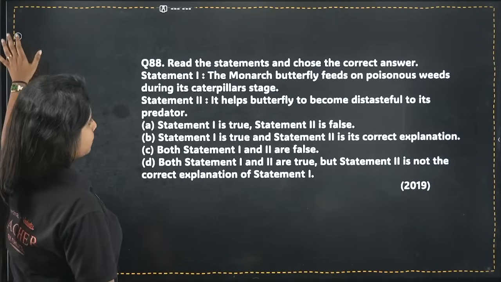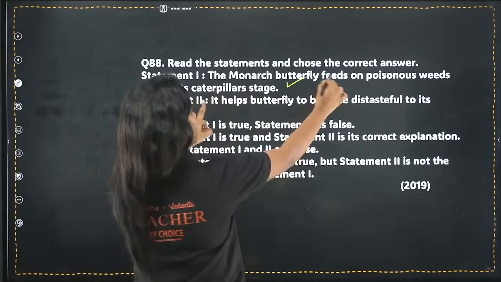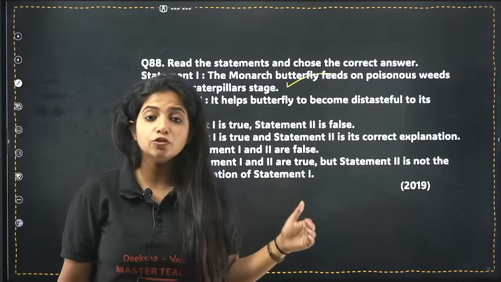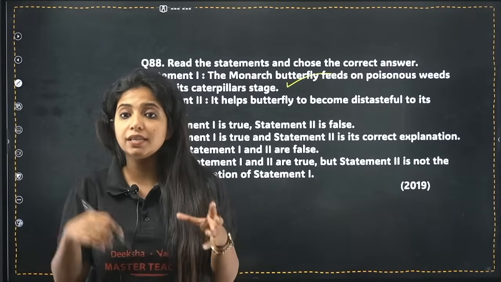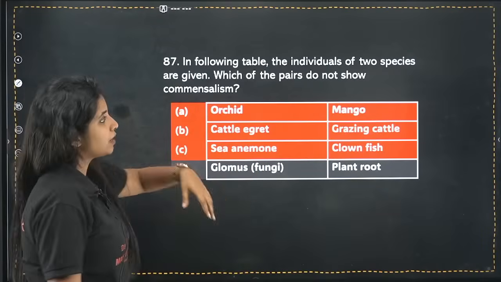Now over here, the monarch butterfly feeds on poisonous weeds during its caterpillar stage. Do you think that is correct? Definitely correct. Why? Because it wants to be distasteful so that no predators can eat it. That is the only reason why it does that. Okay, that is a defense mechanism.